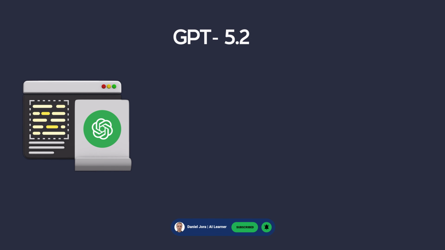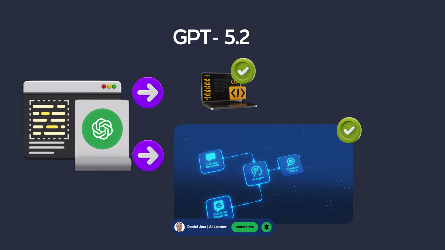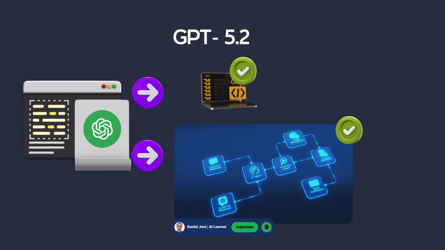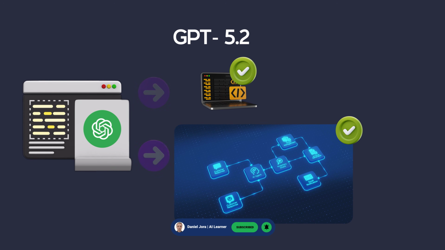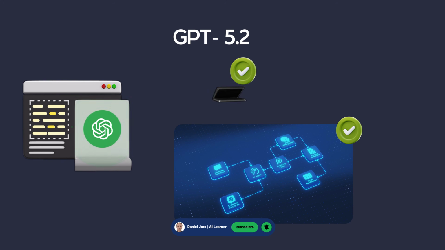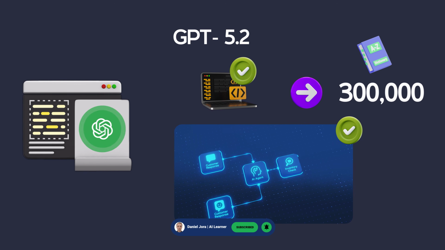GPT 5.2, a featured flagship in OpenAI's current lineup, positioned as best for coding and agentic tasks across industries. The key difference is that it's treated as the current top general agentic option in the GPT family. Its usable memory is roughly 300,000 English words.